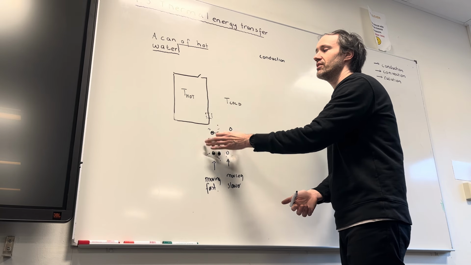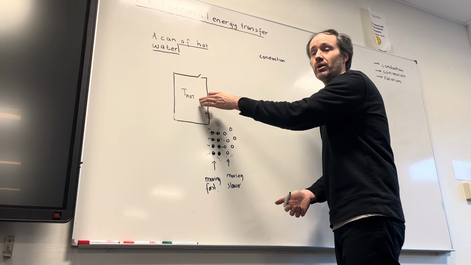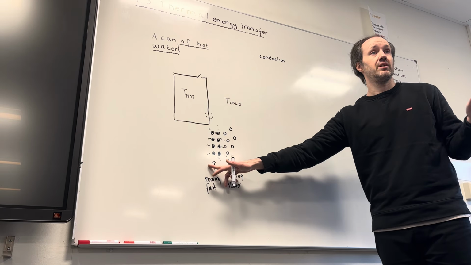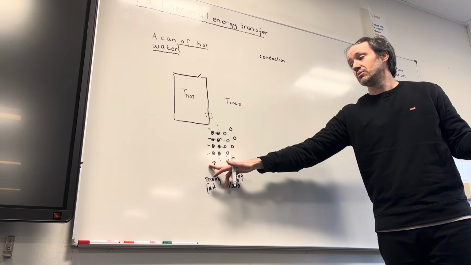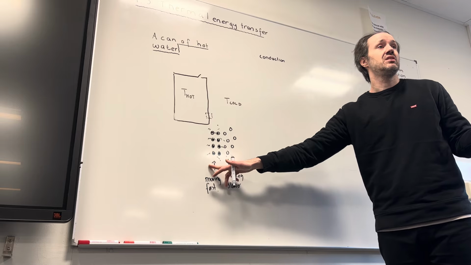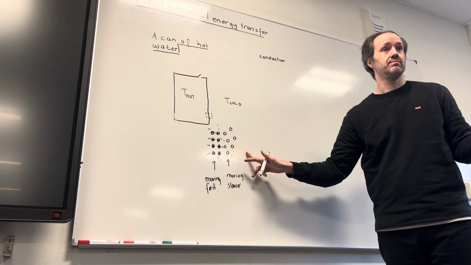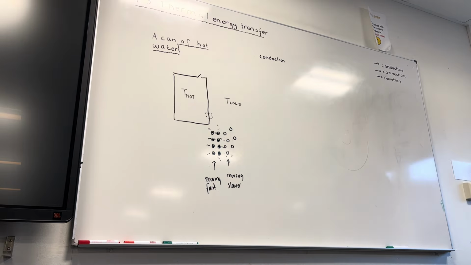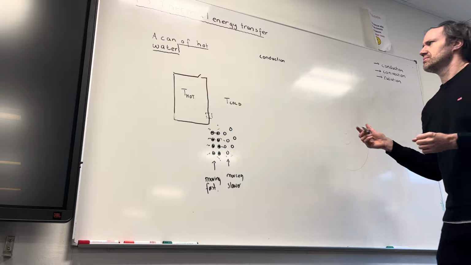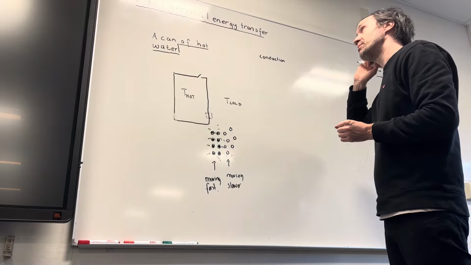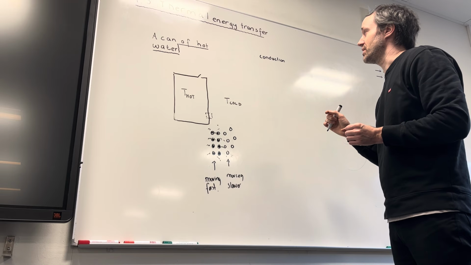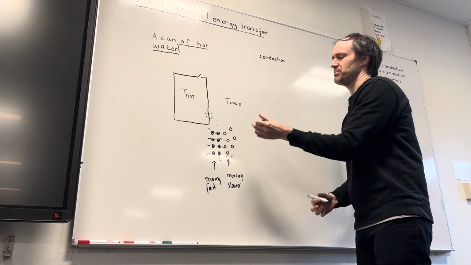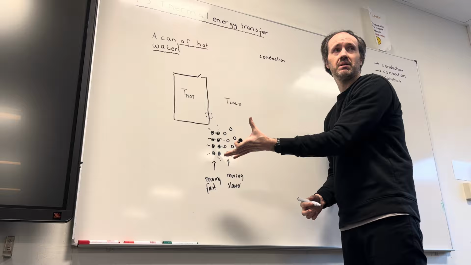Heat is flowing from the hot reservoir to the cold reservoir due to the particles in the hot reservoir transferring their kinetic energy to the cold reservoir. That is conduction. And of course, in physics, we have a formula for almost everything. So we have a formula for conduction as well. That was the first step, just explaining what is meant by conduction.